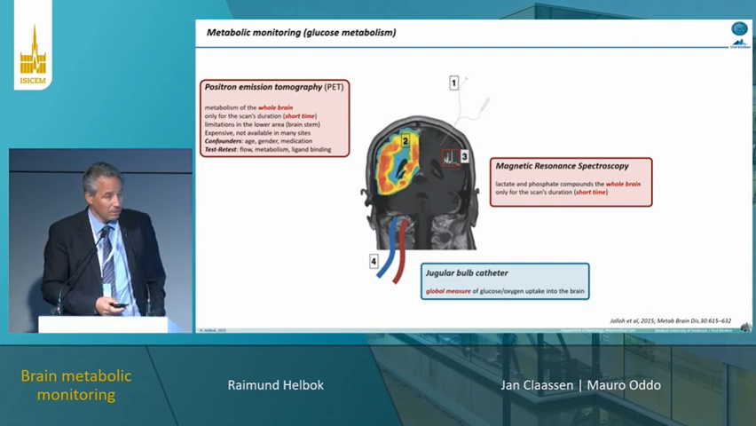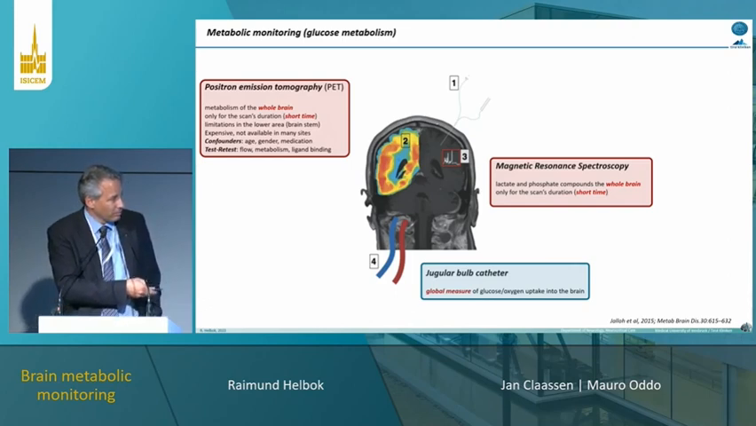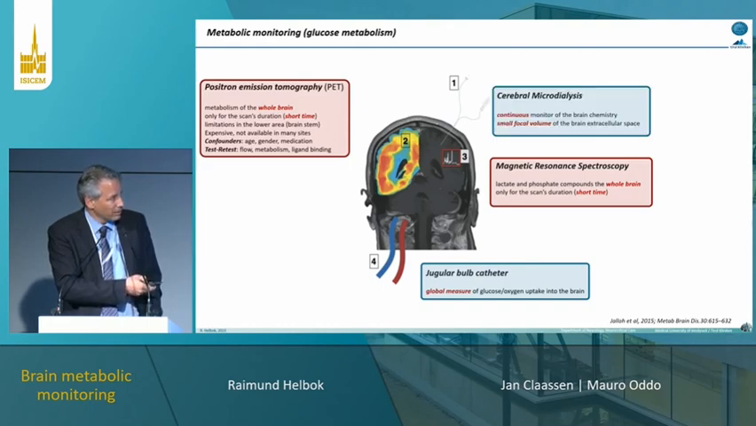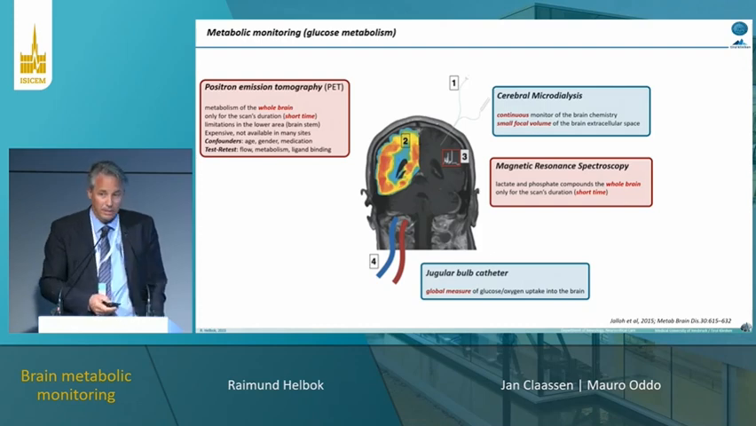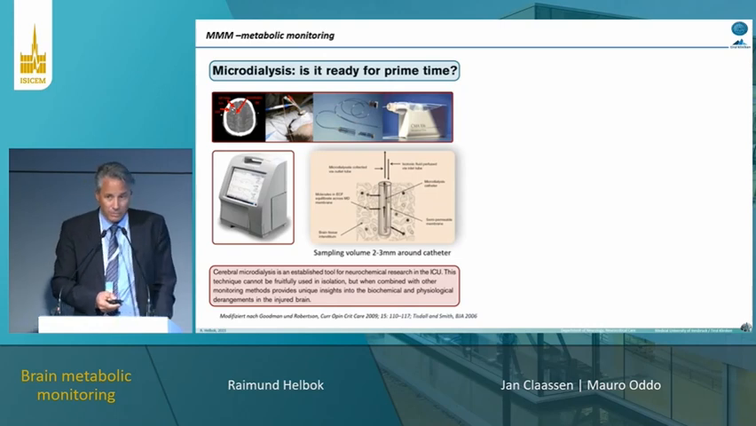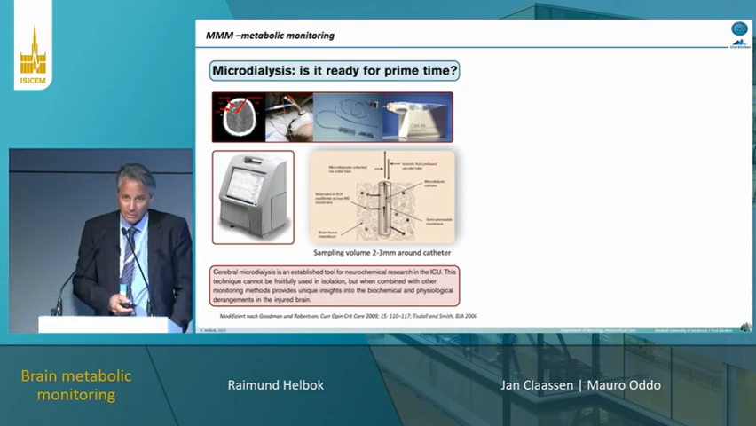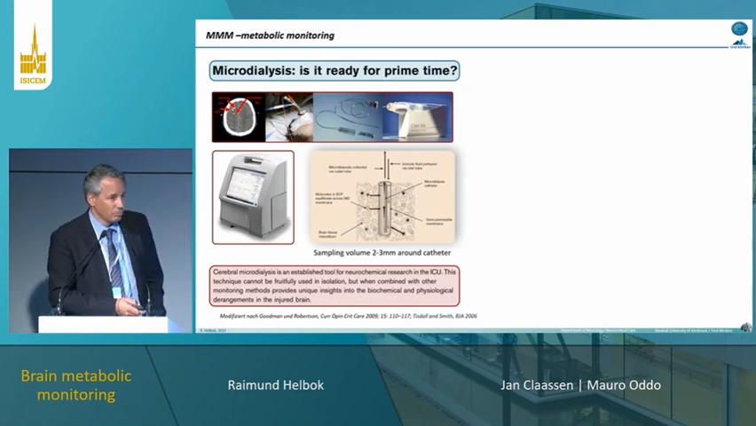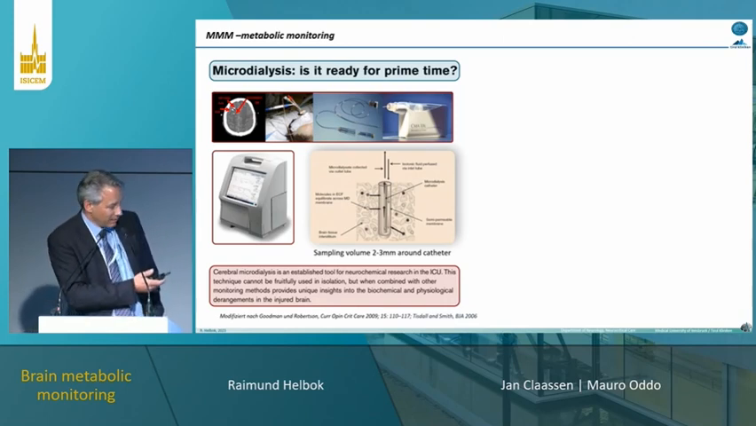We can also measure through microdialysis metabolites, which are flowing out of the brain. It's more global information, or we can use cerebral microdialysis, which is obviously a focal measurement and an invasive tool still available. And I will focus on cerebral microdialysis monitoring in patients with acute brain injury. And as said, it's still an invasive measurement.